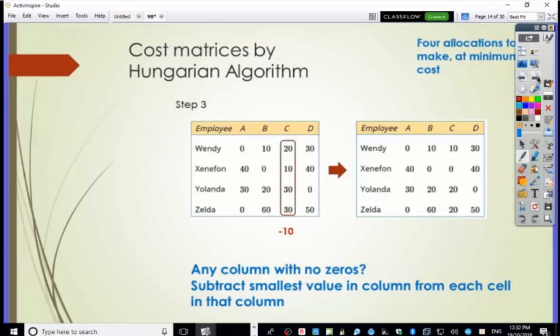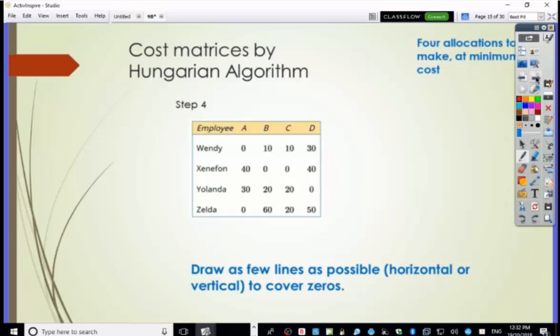Now we've got to try and draw lines again. Draw as few lines as possible, horizontal or vertical, to cover the zeros. It doesn't matter whether they're horizontal or vertical. All right, so that's got rid of 2 of them. That's got rid of 2 more of them. But I only need 1 more line, horizontal or vertical. Still only taking 3 lines.